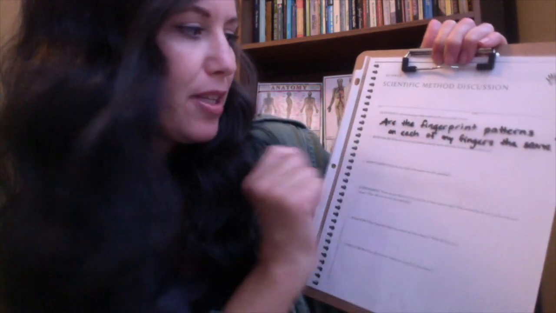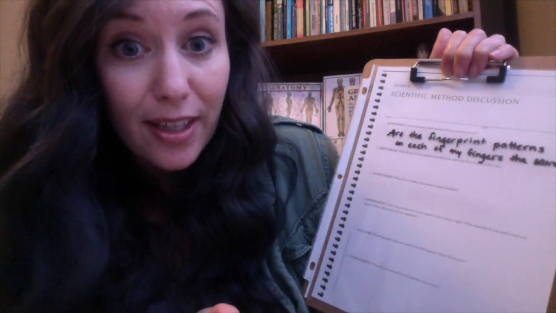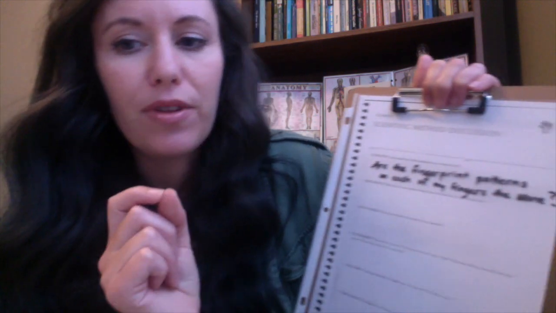So let's start first with our hypothesis. So we have our research question, our scientific question, and then we did our research. Now we have our hypothesis to develop. So my question was, are the fingerprint patterns on each of my fingers the same? So my hypothesis, which is what again? Bing! An idea we can test. So what's our idea that we could test that has to go with this question?